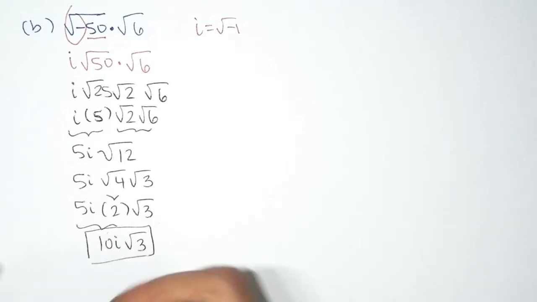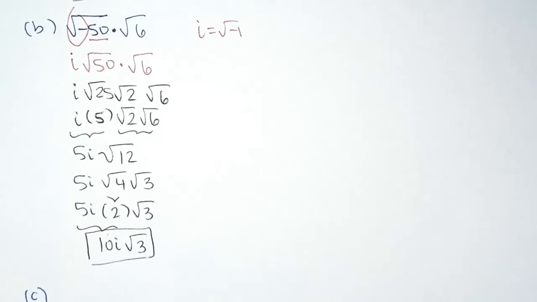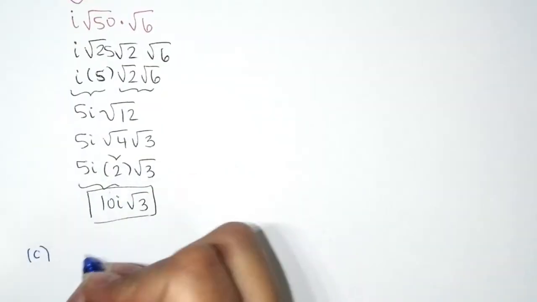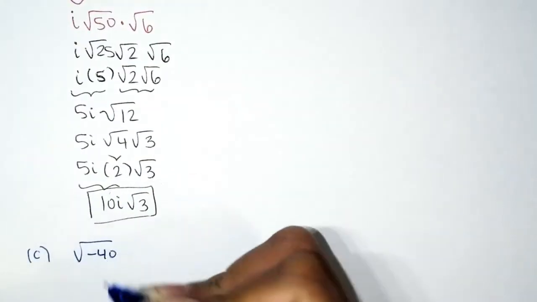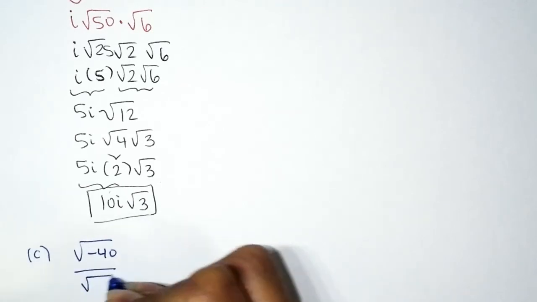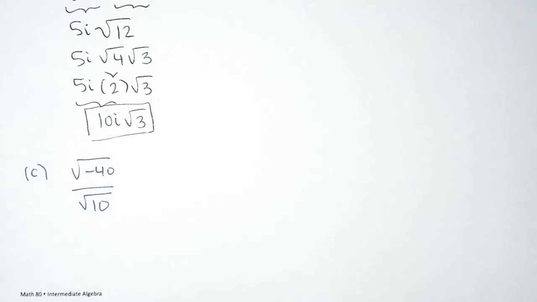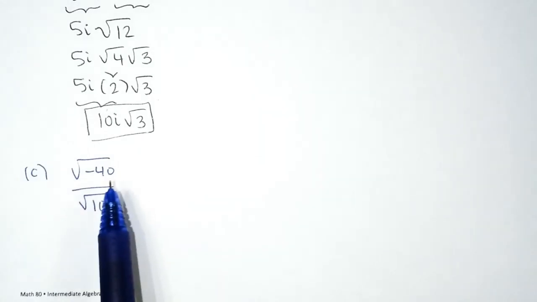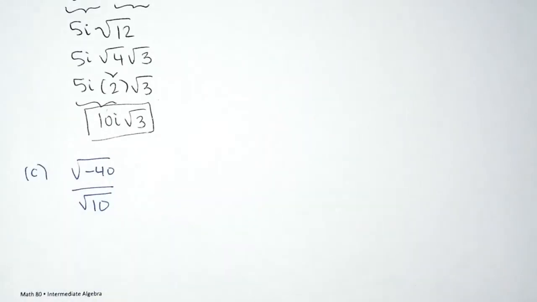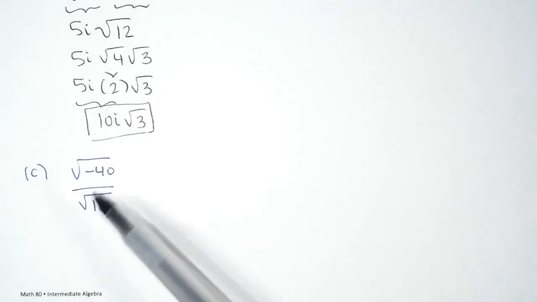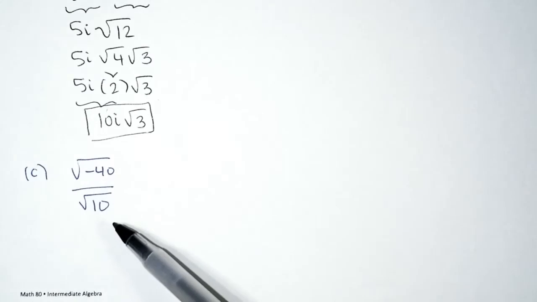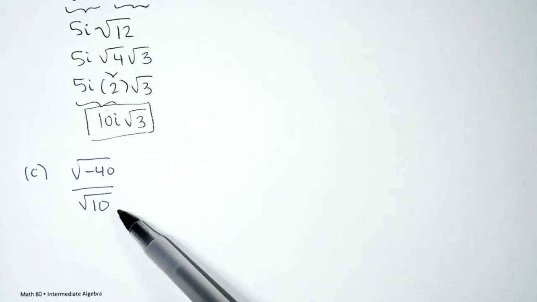Alright, problem C. Problem C, we have square root of -40 over square root of 10. Okay, this problem is such a teaser. Why? Because I really want to cancel out 40 and 10 by a factor of 10, but we can't do that for 2 reasons. One, because they're not housed under the same radical, and 2, the quotient rule for square roots only holds true if the radicands are positive, and in this case they're not.